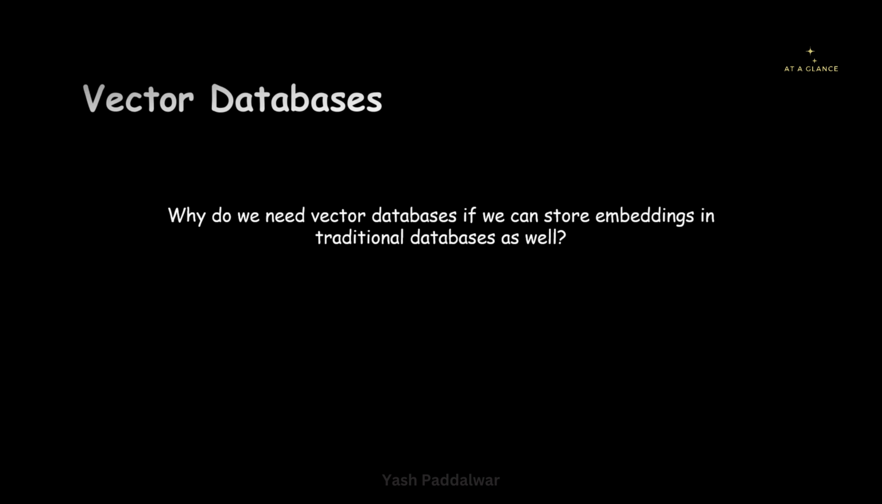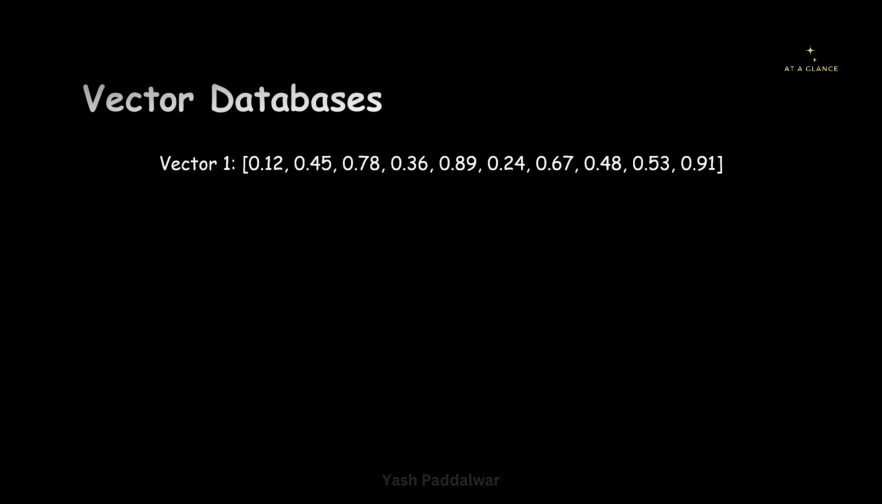You'll get an idea about vector databases only when I try to feed the vector embeddings into traditional databases like a relational database. So let's try to do that. Let's say we have some vectors. We have this particular vector 1. You can see in this vector we have a total of 10 dimensions, and each dimension is a floating point number.